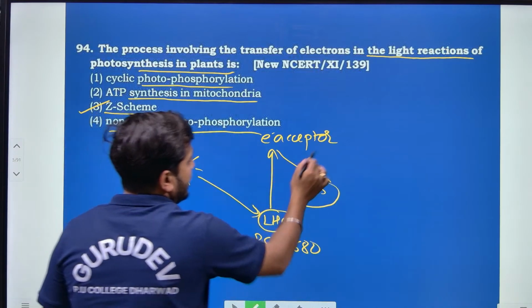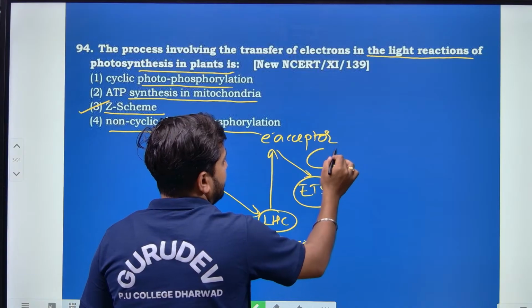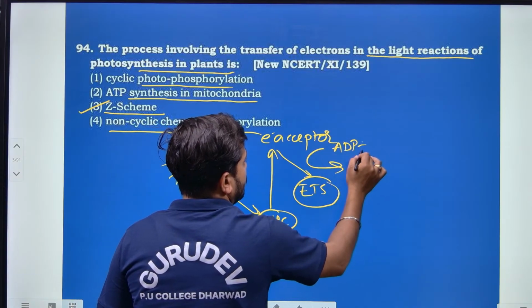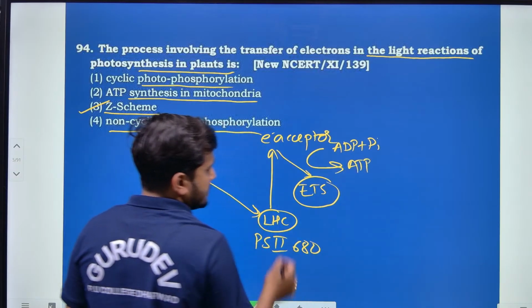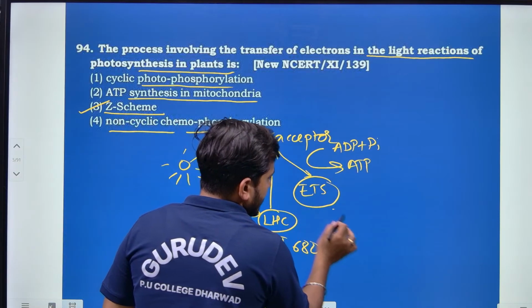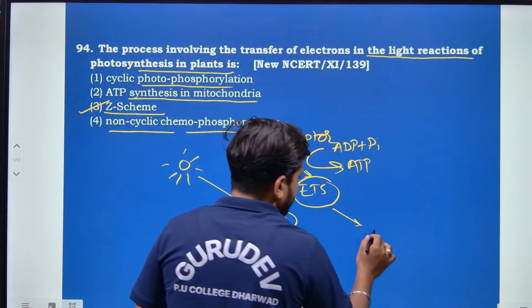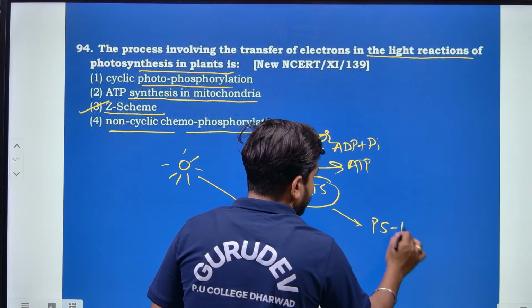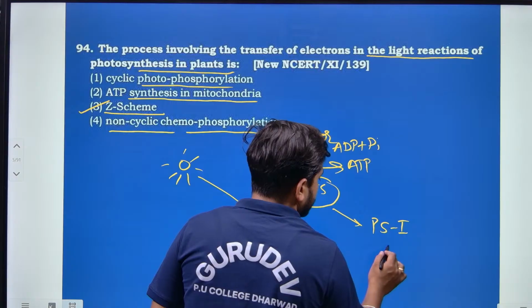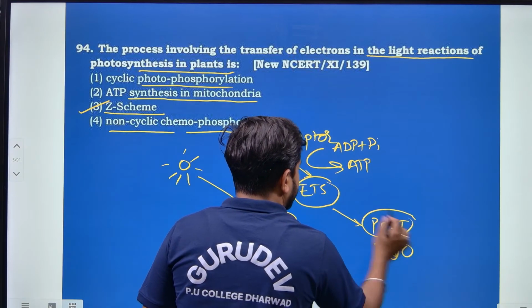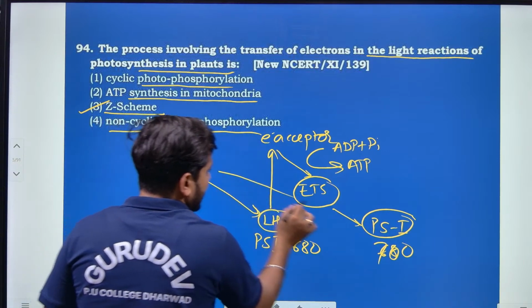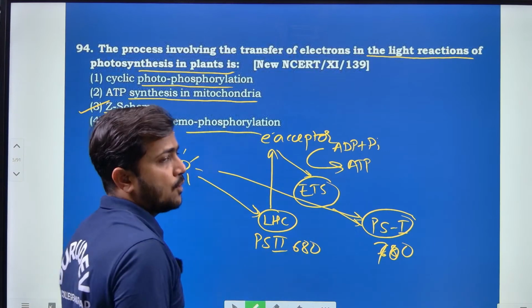So there mainly the formation of ADP plus inorganic phosphate to ATP can take place. Then from the electron transport system, the electrons are transferred to PS1, right? That is what PS1 is, 700 nanometer. So with respect to PS2, again sunlight of 700 nanometer is going to fall on, right?